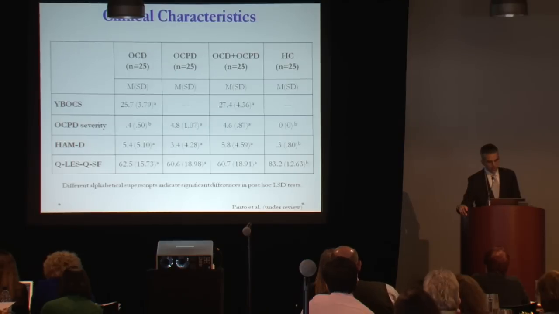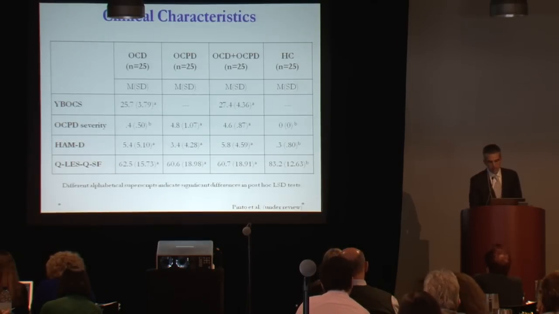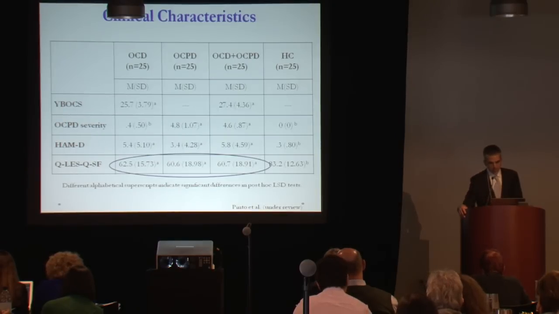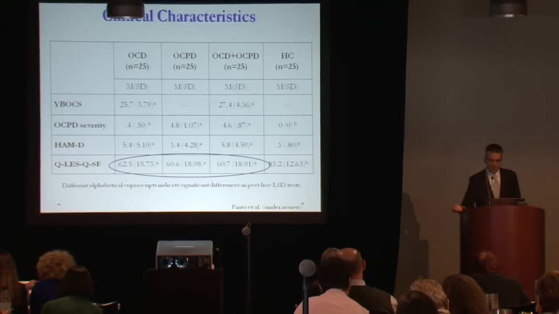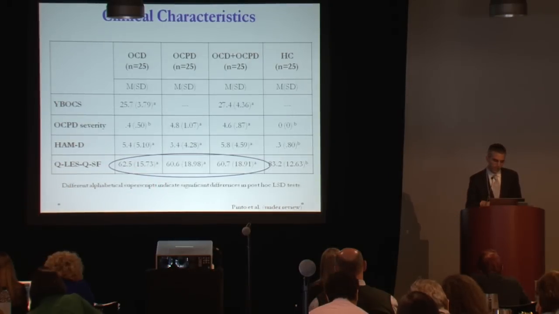In terms of clinical characteristics, the two OCD groups did not differ in terms of OCD severity. The two groups that had OCPD did not differ in OCPD severity, which was the number of clinically significant OCPD symptoms from the SCID 2. There was no difference amongst the patient groups in depression severity. And what was interesting to us was that the patient groups also did not differ in terms of quality of life. And this is a meaningful finding because, as I was noting in the misconceptions, people often assume that OCPD is not associated with impairment, but this suggests that these people had equal impairment in quality of life as compared to people with OCD.